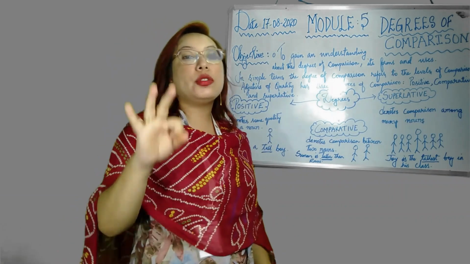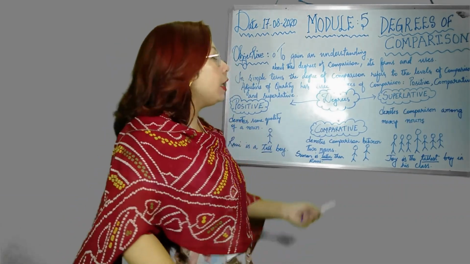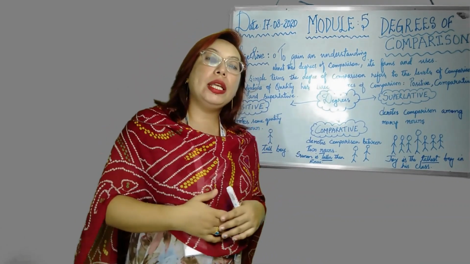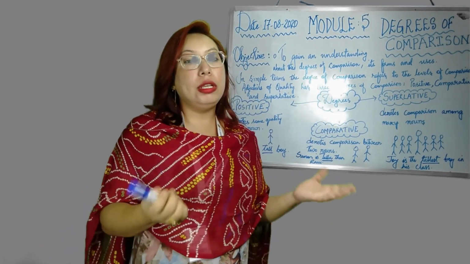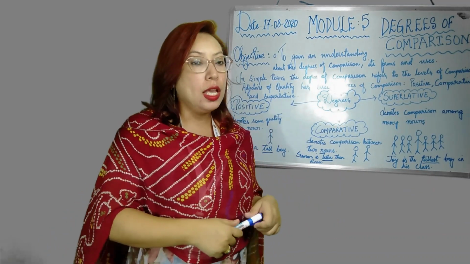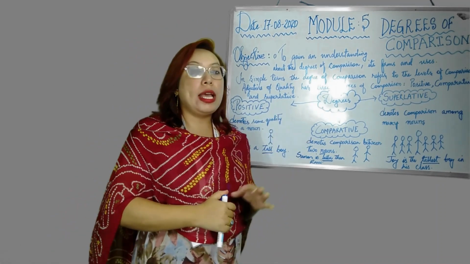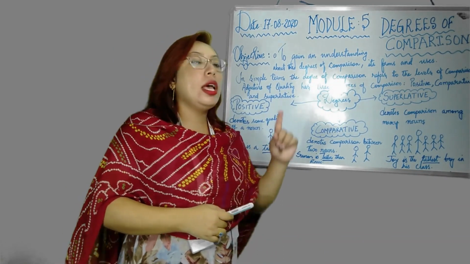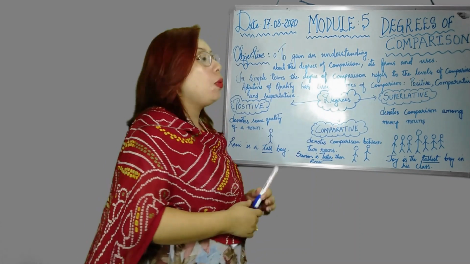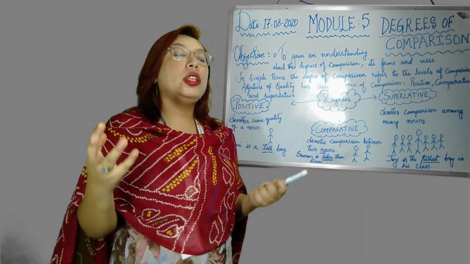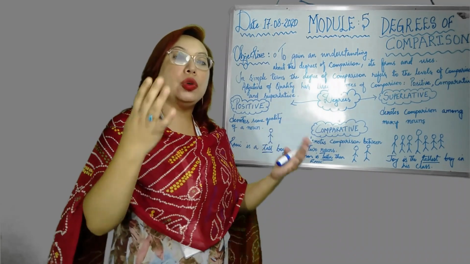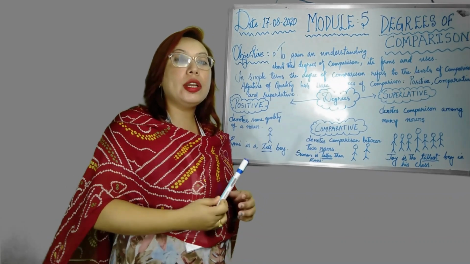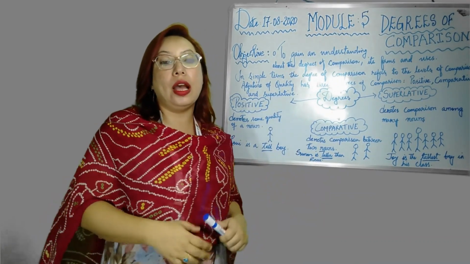So in today's class we have seen the three degrees of comparison. First, we have tried to understand what degrees of comparison are. They are simply the level of comparison. Okay, degree means what? The level of comparison. Now basically in adjectives, there are three levels of comparison. The first one I've told you is positive degree of comparison, where the quality of a noun is being denoted or stated. That particular noun is not being compared with any other noun.